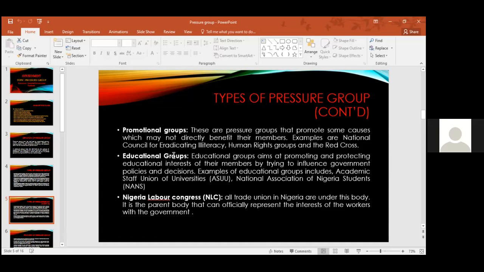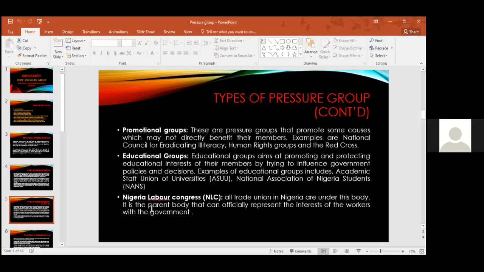Then we have educational groups. Educational groups are a group of people that represent educational interest. Examples of them are ASUU, the Academic Staff Union of Universities. They represent the interest of lecturers in Nigeria. While the National Association of Nigerian Students, NANS, represents the interest of students in Nigeria. Then we have the last one, which is the Nigerian Labour Congress.